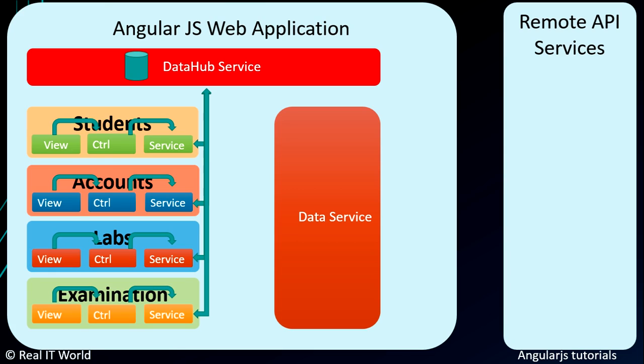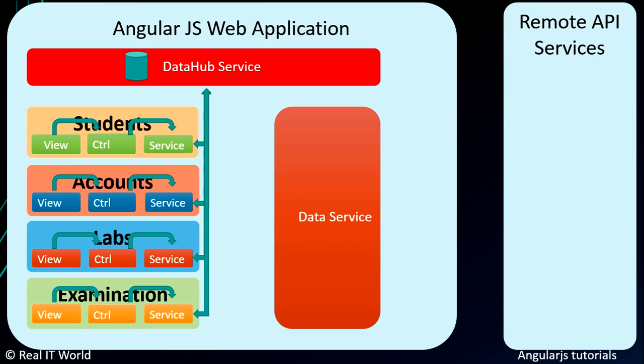Okay, if you want to display weather information in your application, you need to consume remotely hosted weather services. To communicate with the remote services, you need the data service, the $http Angular service, right? For that, we created a data service. So we are creating only one service to communicate with remote services.